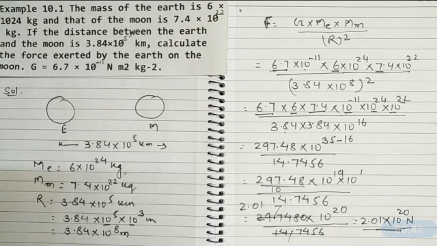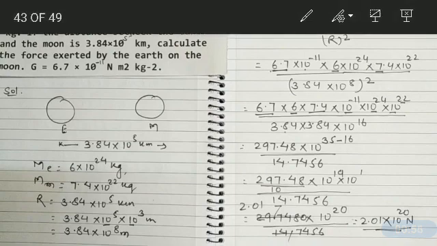So as we know, the formula for finding the gravitational force is F equals G m1 into m2 upon r square, where me stands for the mass of the earth, mm stands for the mass of the moon, and r stands for the distance between earth and moon. All these values are given in the question. We will place these values into the formula and do the calculation, and the answer will come out to be 2.01 into 10 raised to the power 20 Newton. So this is the gravitational force between earth and moon.